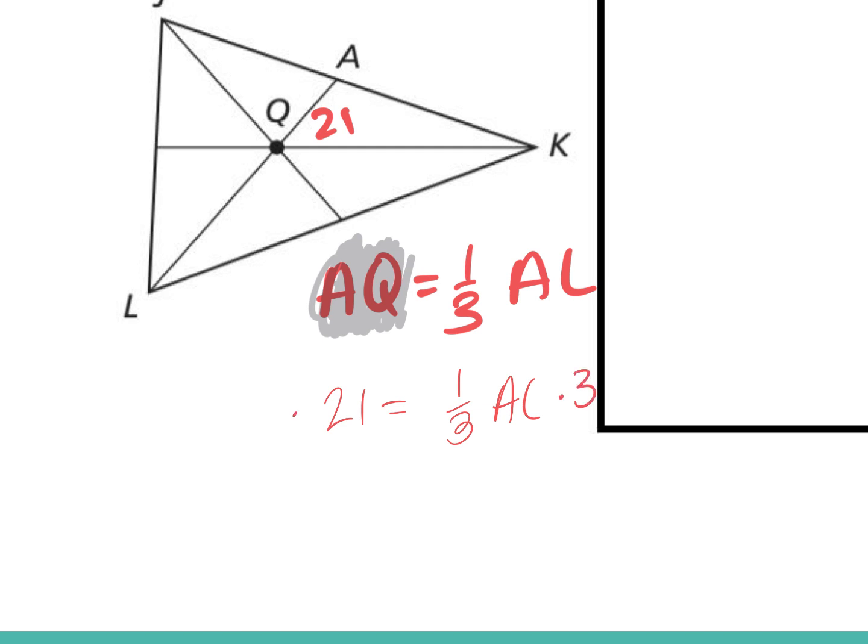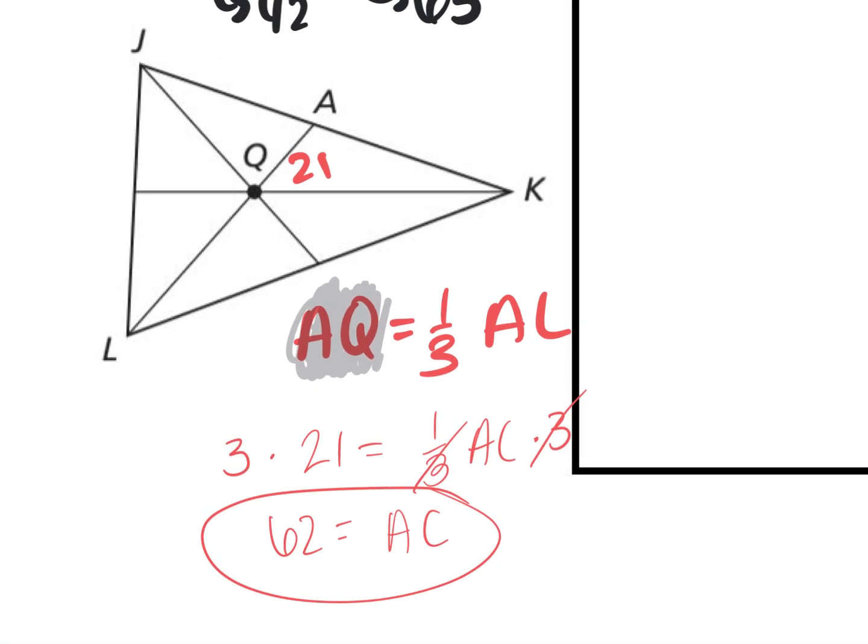Why? Why do we multiply both sides by 3? Juliet? Because what? Very good. What do we call it when we flip a fraction? It's the reciprocal. You always multiply by the reciprocal, and we get 3 times 21, which is 63, which is AL.